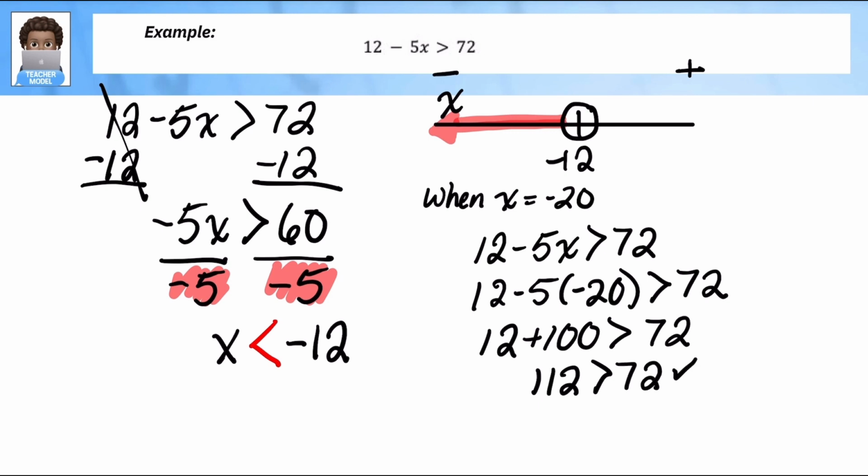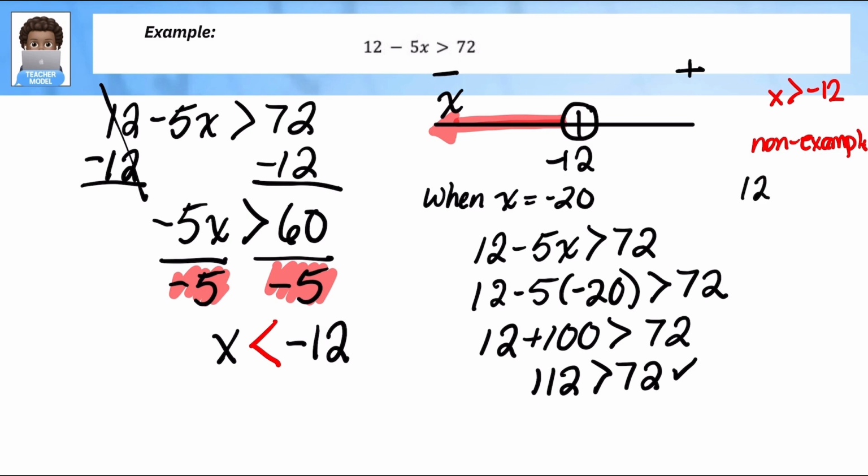So again, if we hadn't flipped that sign, then we would have had x is greater than -12, and we would have chosen any number on this side of the number line, and those numbers would have created a false statement. So let's say you had tried, and again, this is going to be a non-example, if you forgot to flip, and so you would have x is greater than -12, then this is what would happen.